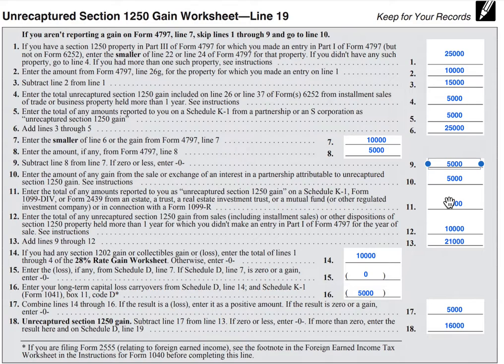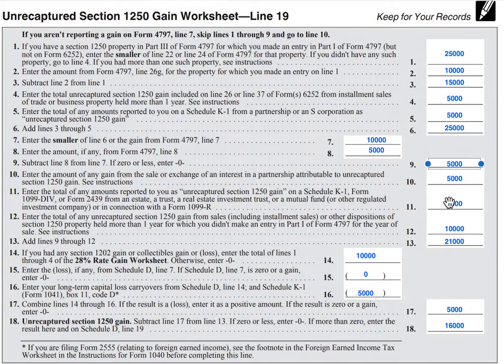And then in line 12, we're going to enter the total of any unrecaptured Section 1250 gain from sales, to include installment sales or other dispositions of Section 1250 property held for more than 1 year, in which you did not make an entry in Part 1 of Form 4797 for the year of the sale. An example of this would be any unrecaptured Section 1250 gain from the sale of a vacation home that you previously used as a rental property, but then later converted to personal use before the sale. So to figure this amount, you would need to use some steps located in the instructions.